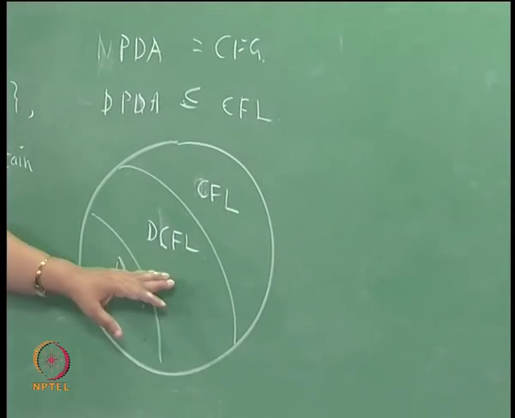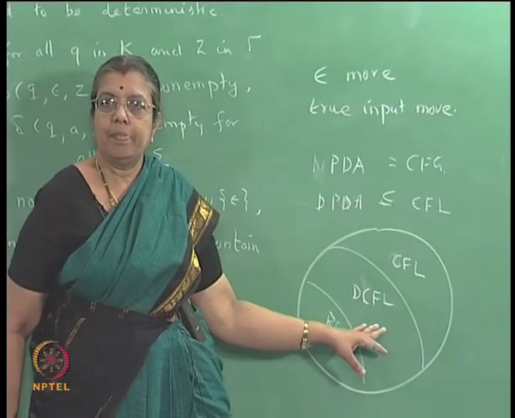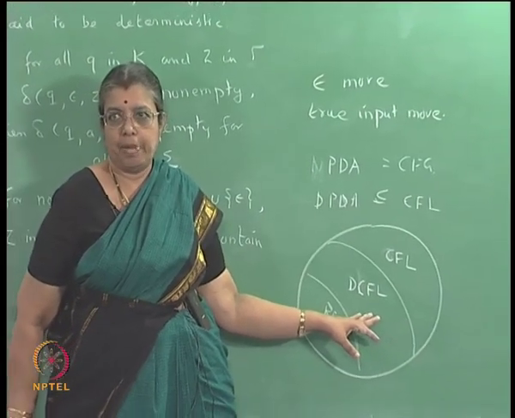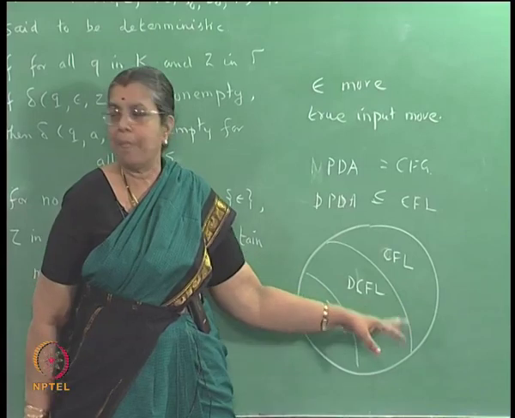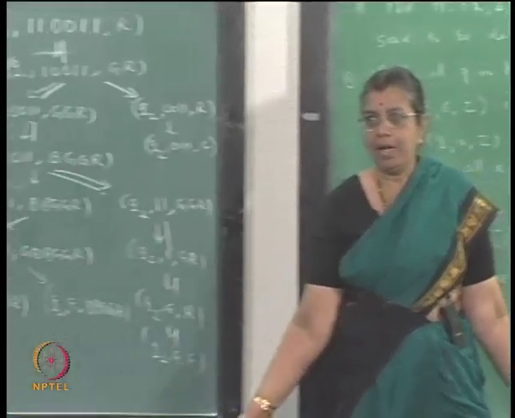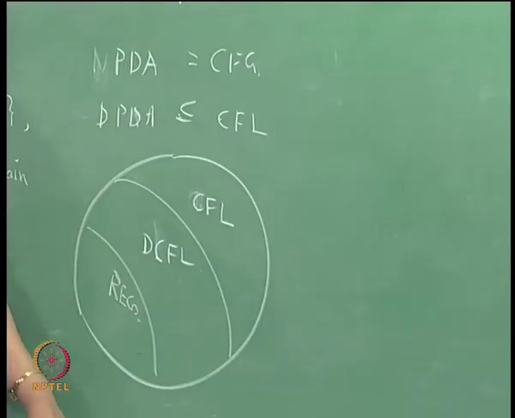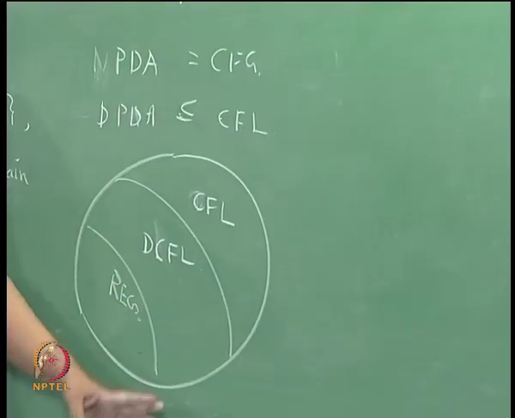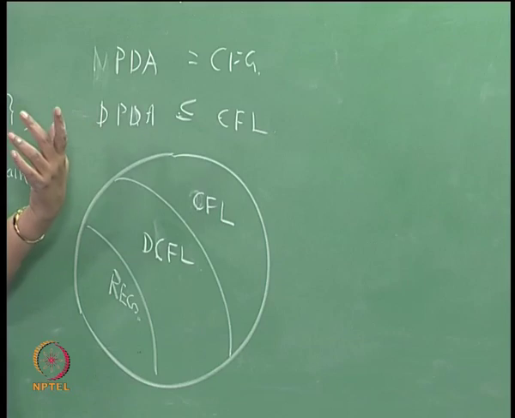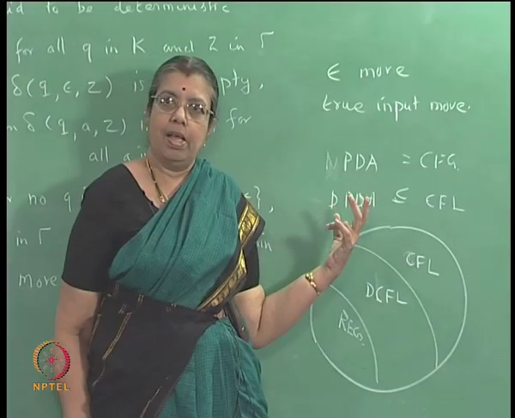What is DCFL? Languages accepted by deterministic push down automata, they form a subclass. One example is this W W R. Inherently ambiguous context free languages cannot be accepted by DPDA. You have to have non-determinism there and so on.